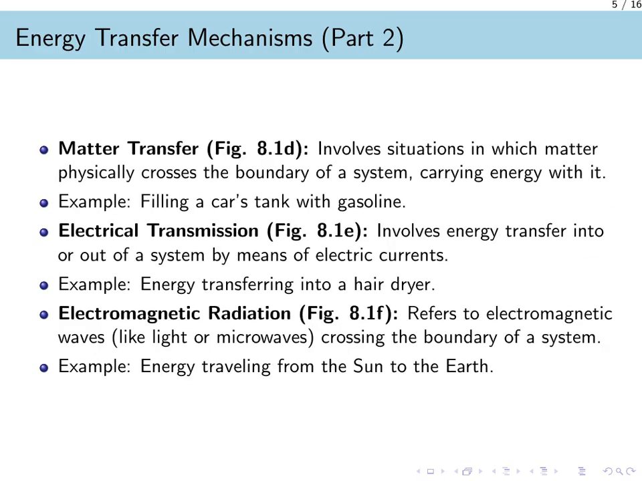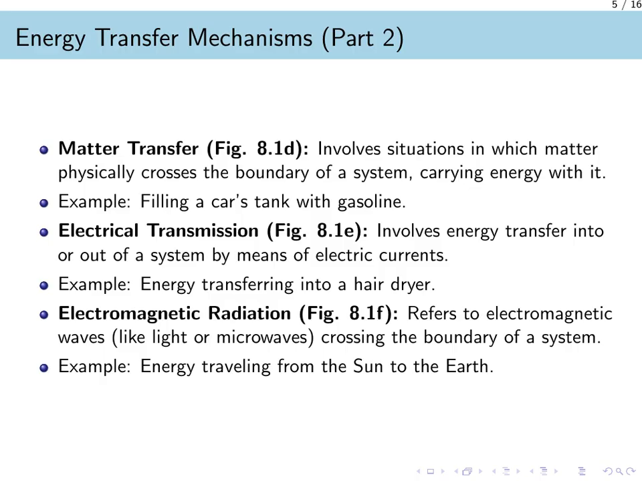Here we will cover the final 3 mechanisms of energy transfer, completing our list of 6. The 4th mechanism is matter transfer. This happens when matter physically crosses the system's boundary, carrying energy with it. A clear example is filling a car's tank with gasoline. The gasoline itself brings energy into the system.